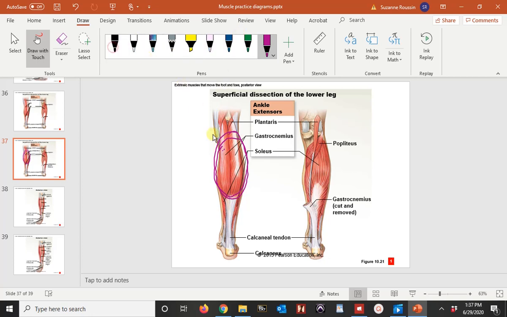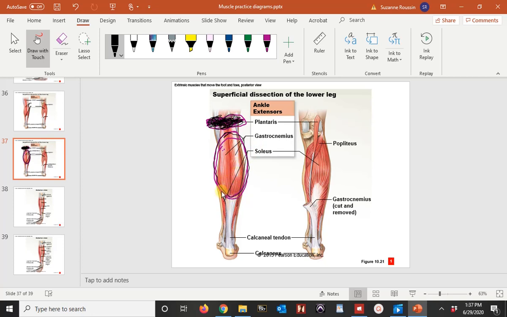Let's see. Here's your knee right here. And so right beneath your knee on the back of your leg is this big hunk of your leg, your calf muscle. That's the gastrocnemius.